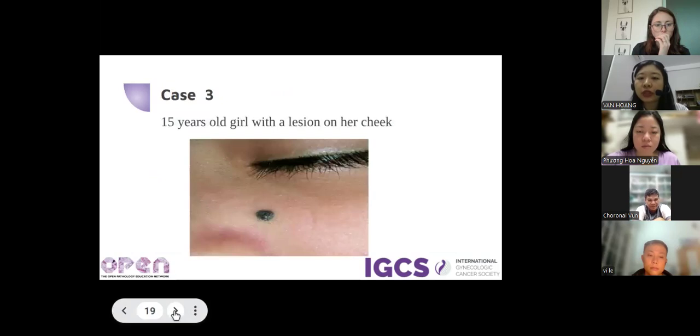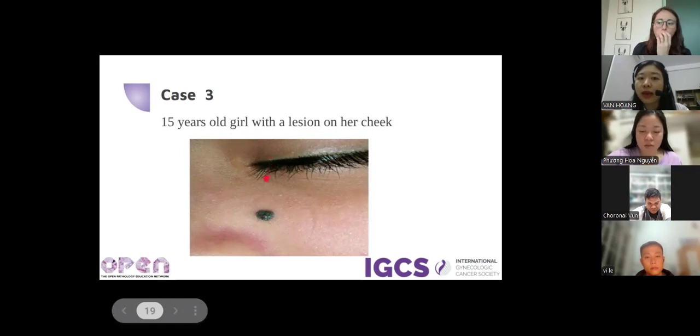Now let's go to the third case. We have a 15-year-old girl with a lesion on her cheek. The lesion here is a small, dark, dome-shaped nodule located on the cheek, inferior to the eye, and it had irregular, sharp borders.